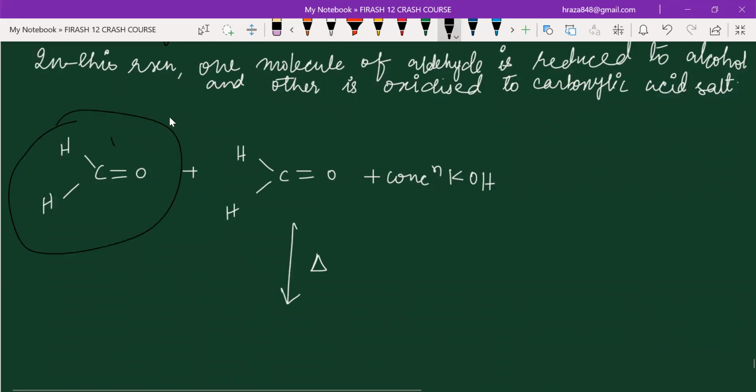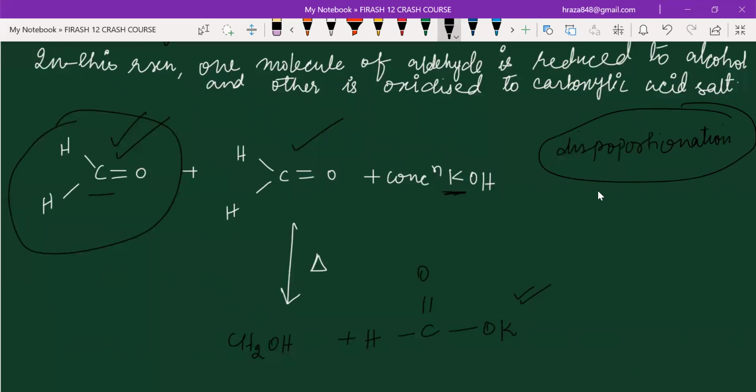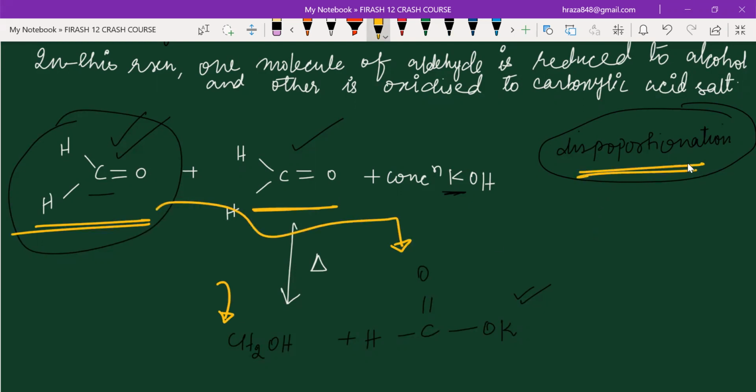So one of the aldehydes will be converted into alcohol, CH3OH, and one of the aldehydes will be converted into a carboxylic acid salt. So this is your carboxylic acid, and you are going to remove one hydrogen and put the metal, whichever is the metal, Na or K, and it will be a carboxylic acid salt. So it is known as a disproportionation reaction. You have studied it in class 11 that when the same reactant or same element or group is oxidized and reduced simultaneously, that is known as a disproportionation reaction. So this is your aldehyde, this is your aldehyde. One is reduced to alcohol, one is oxidized to carboxylic acid salt. So that's why it is a disproportionation reaction.